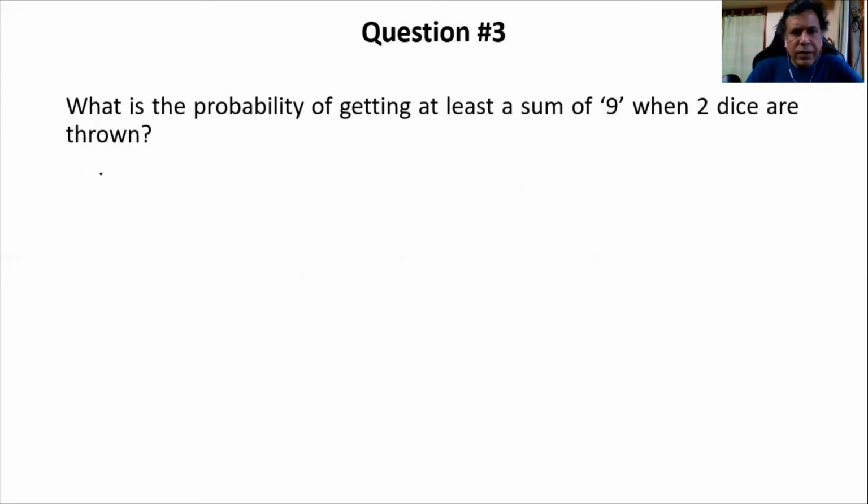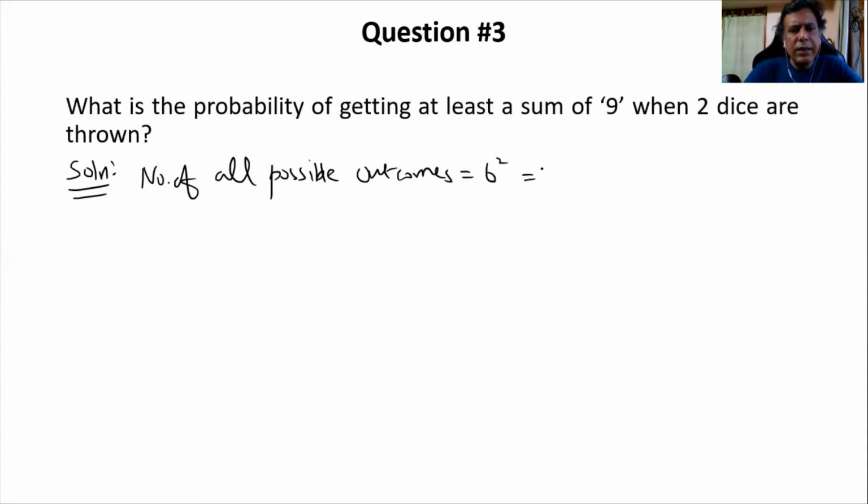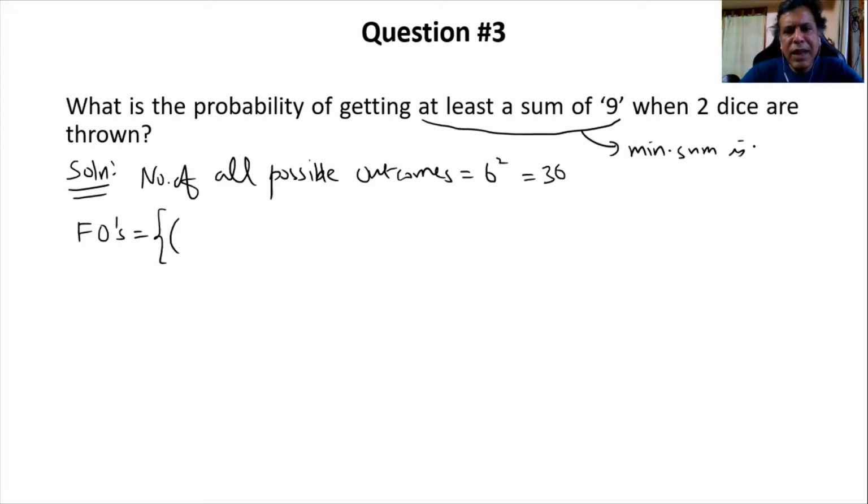This is also a two dice throwing experiment, but the favorable outcome is a little different. It is talking about getting at least a sum of 9. We had already seen the number of all possible outcomes is 6 square, which is equal to 36. Now let us identify the favorable outcomes. At least a sum of 9 means minimum sum is 9, so it can be 9 or 10 or 11 or 12. 12 is the maximum because this involves only two dice.